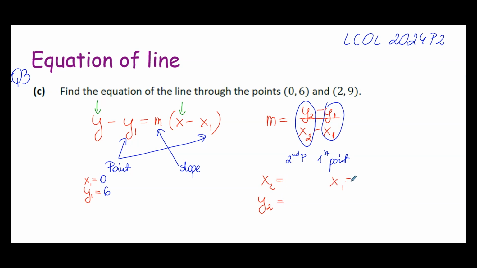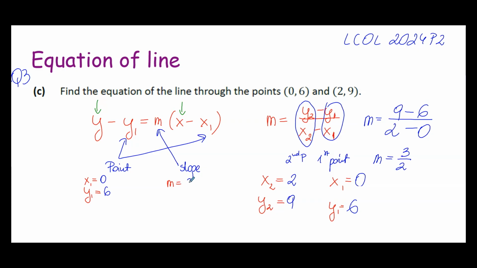When I'm doing coordinate geometry, it's always good to make a list. First I need the slope. Let's be consistent: since we chose (0, 6) as the first point, that will be my second point. Now I can replace the letters with numbers. My y2 is 9 minus y1, which is 6. At the bottom I have x2, which is 2, minus x1, and x1 is 0. I put that in the calculator, press equal, and I get 3/2. So now I do have my slope, 3/2.